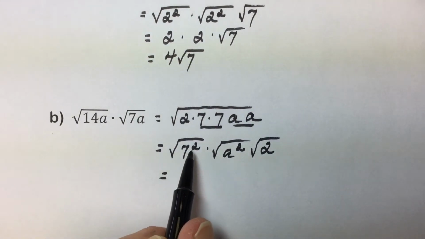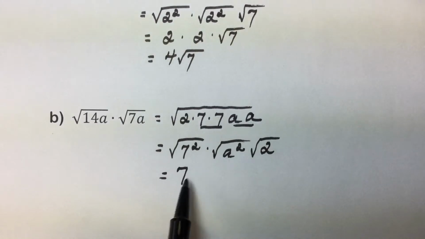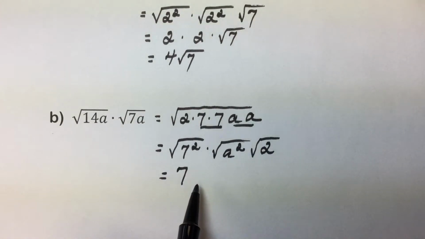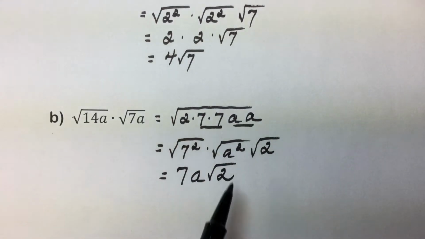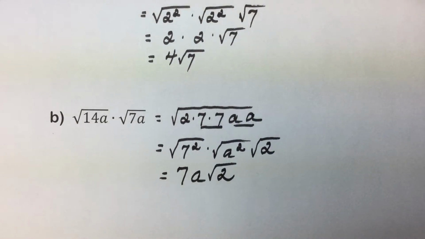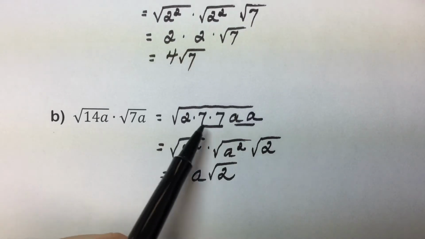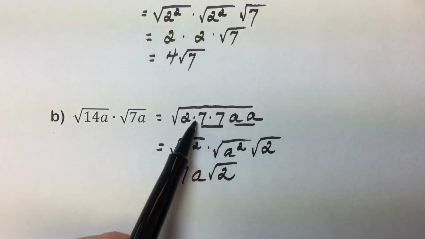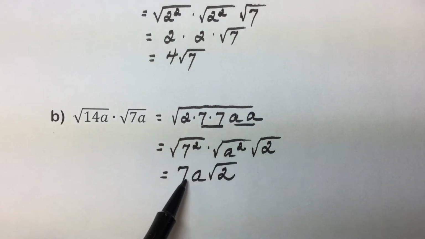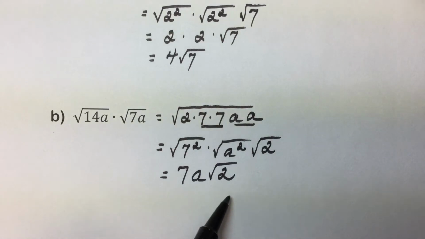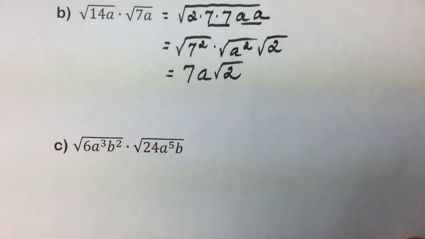Simplifying, square root of 7 quantity squared is 7. Likewise, square root of a squared is a, and our square root of 2. This is simplified since there's only one factor of 2 and it is not a perfect square. At some point, you may be able to skip directly once you see that you have a pair or a factor and it's self-multiplied together directly to the final answer here.